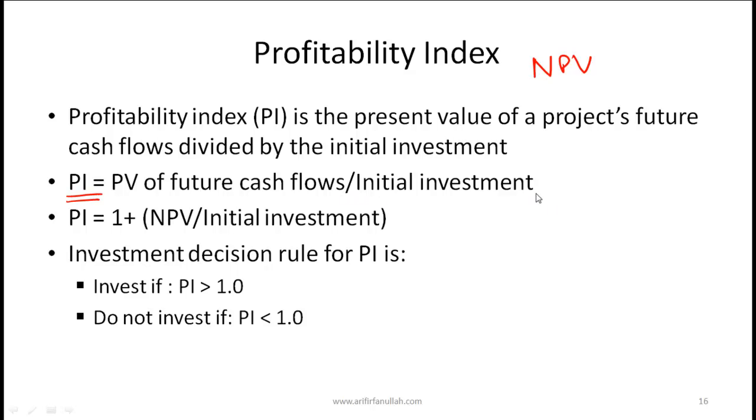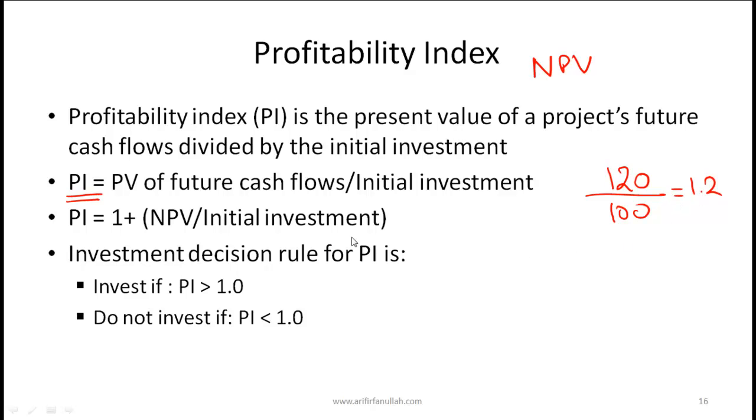So let's say that on a given project the initial investment is 100 and the present value of future cash flows, so this does not include the initial investment, is 120. So this will give a profitability index of 1.2.